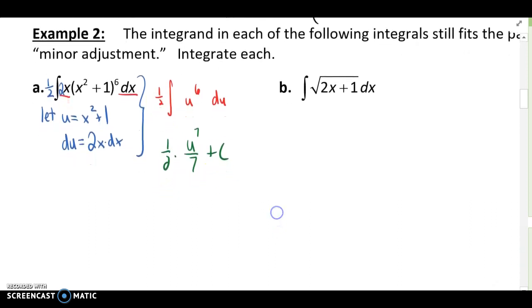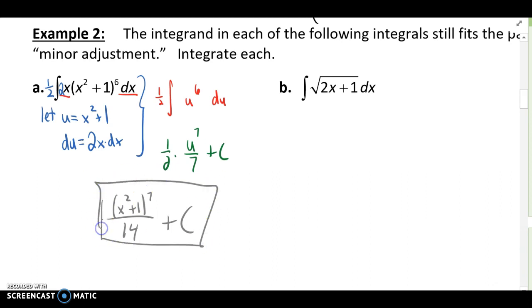And we do have to write a little bit more for this one because the original problem didn't have a u in terms of it. So the u becomes x squared plus 1 to the 7th over 7 times 1/2, and you can leave it like this, or you can multiply the 1 over 2 times the 7 in the denominator, just call it a 14 down there, and you can have your answer like that as well.